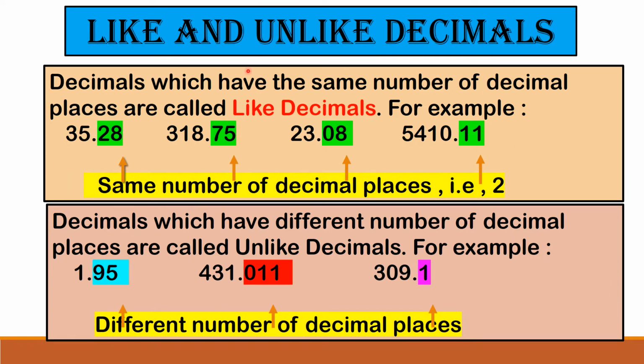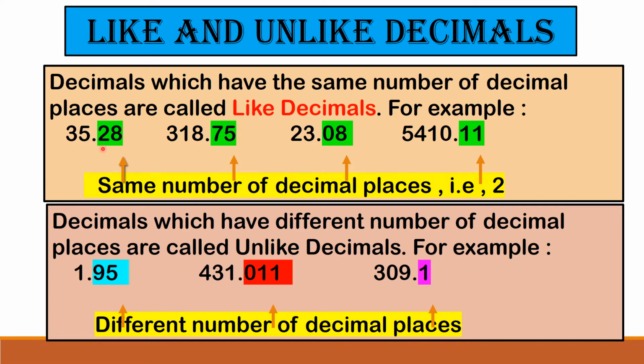Now let us see how to convert unlike to like decimals, and what are like and unlike decimals. Decimals which have the same number of decimal places are called like decimals. First of all, you should know what decimal places are. Suppose you can see here, there are two digits, 2 and 8. So this number has two decimal places. The number of digits after the decimal makes the decimal place.